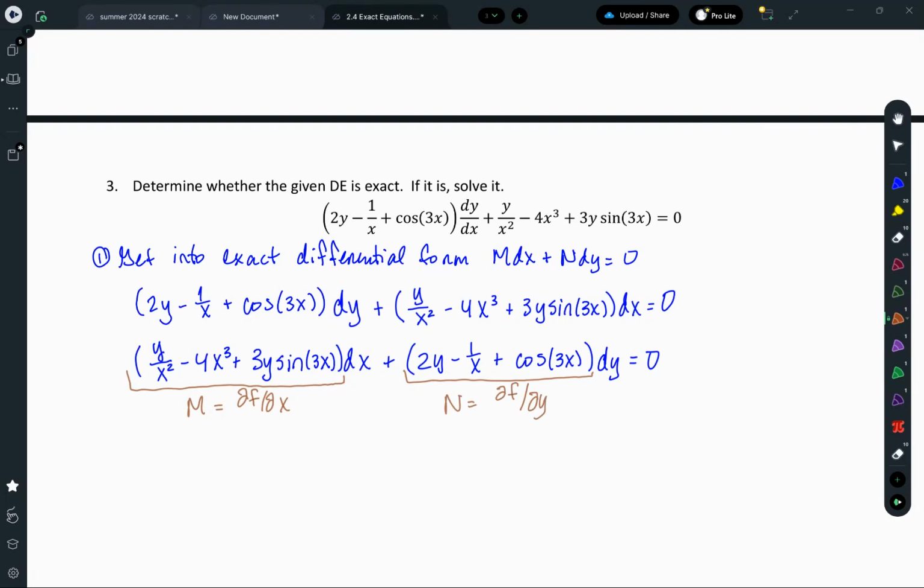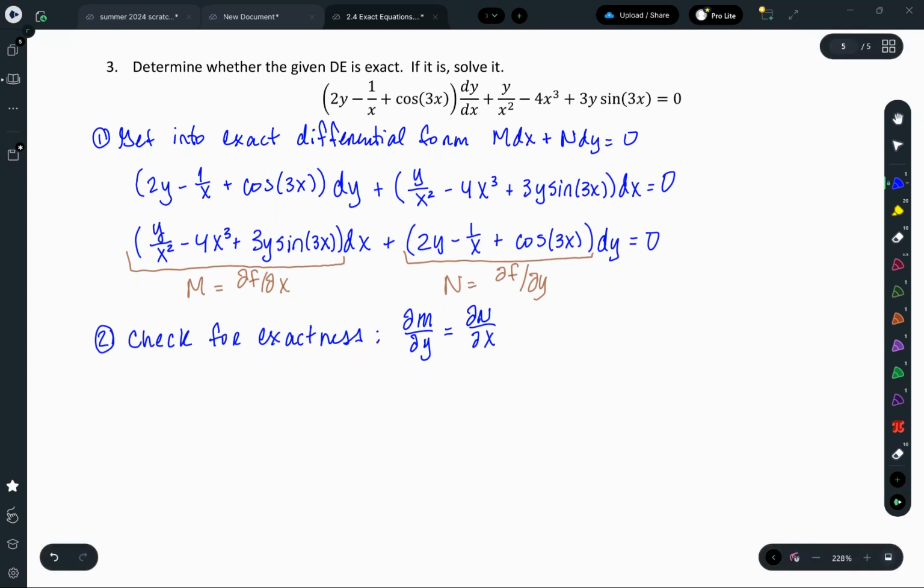And I always say possible because this might not be an exact equation. We have to check. So that's our next step. We're going to check for exactness. And that means we want to show that del M del y is equal to del N del x.